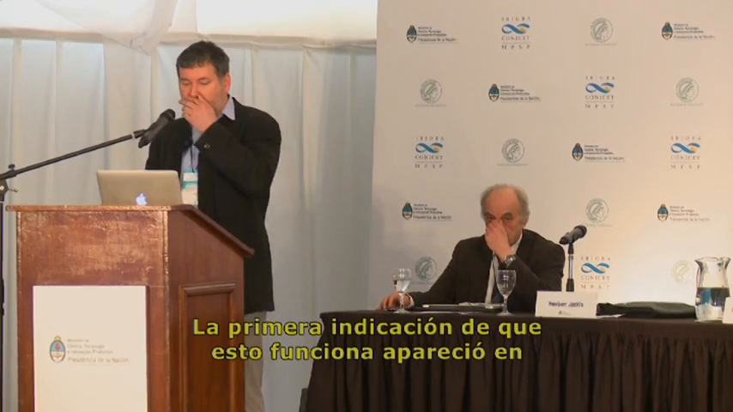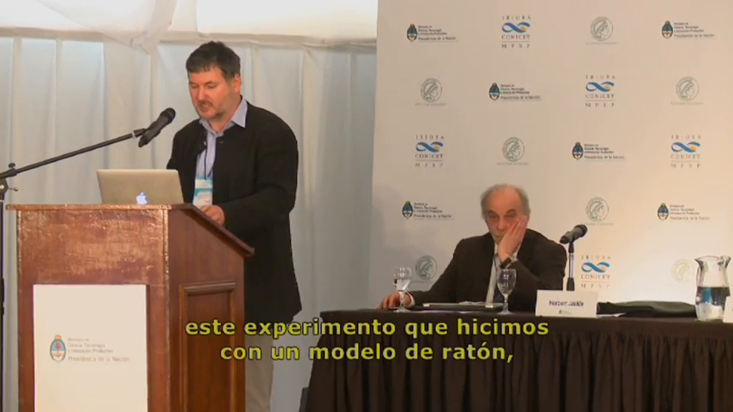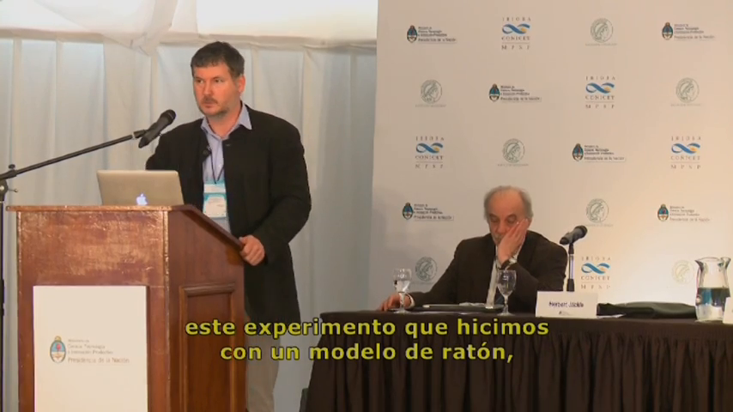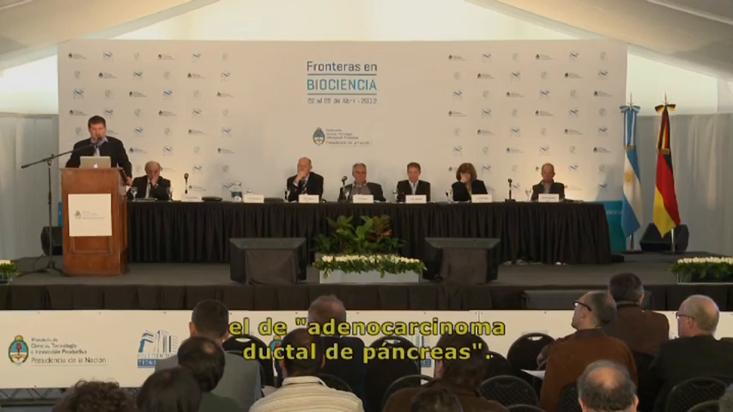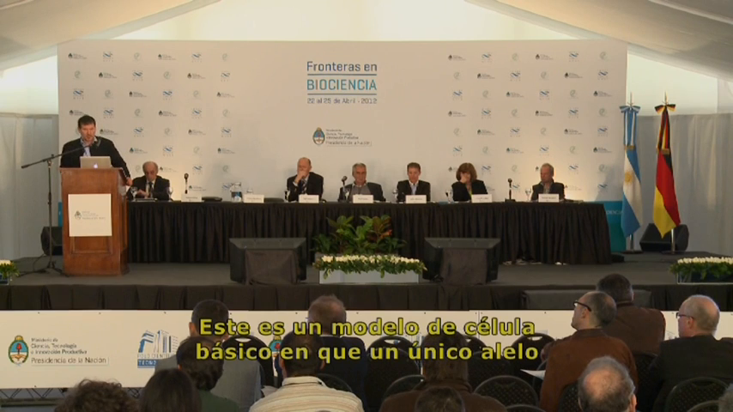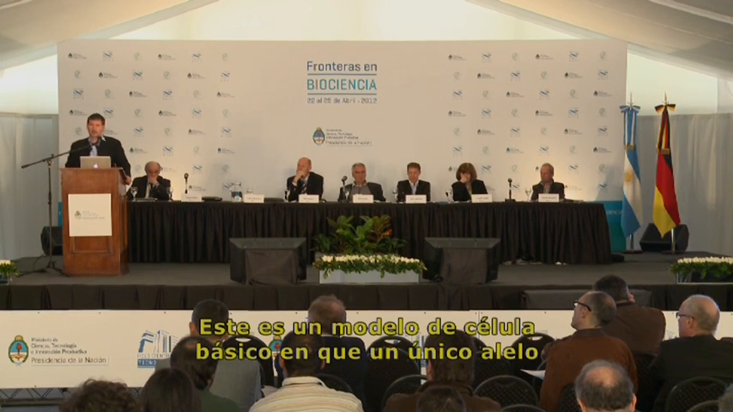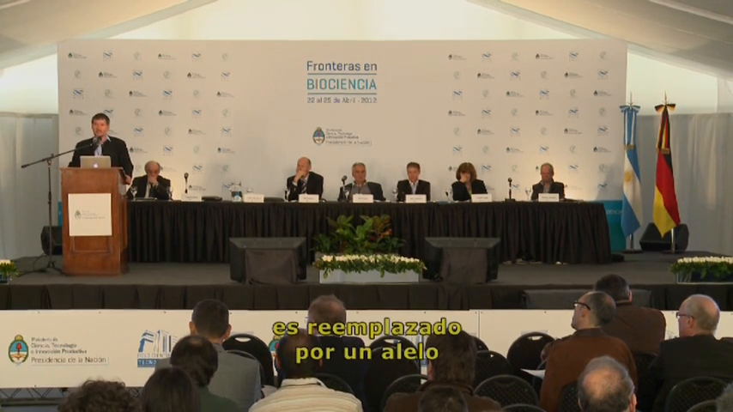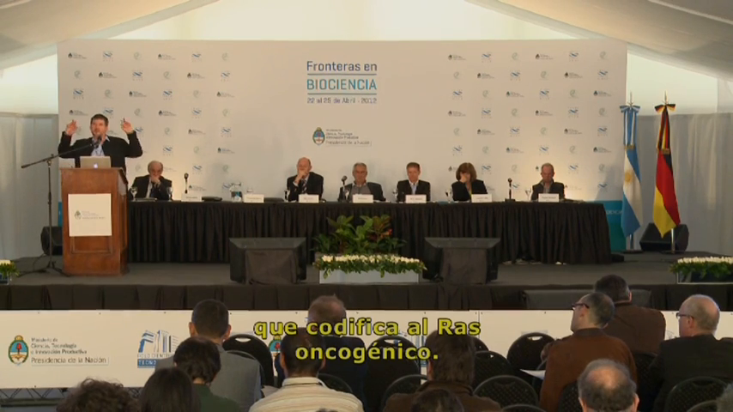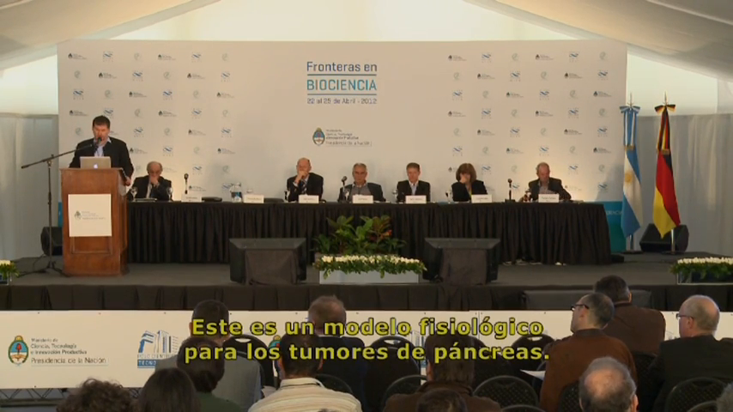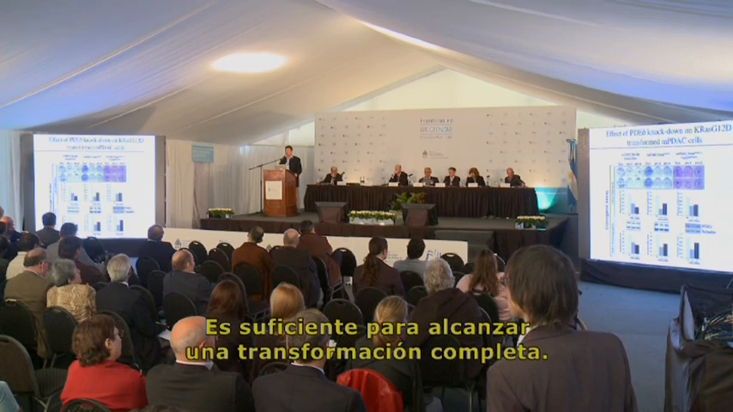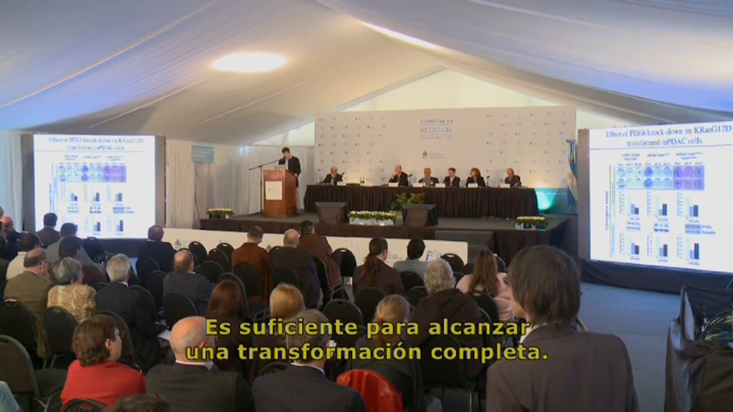Now the first indication that this really works was shown by this experiment where we use a mouse model, a so-called mouse pancreatic duct adenocarcinoma model. These are basically a cell model, where a single allele is replaced by an allele that encodes for oncogenic RAS. This is a very physiological model for pancreatic tumors. It's actually sufficient to get complete transformation.